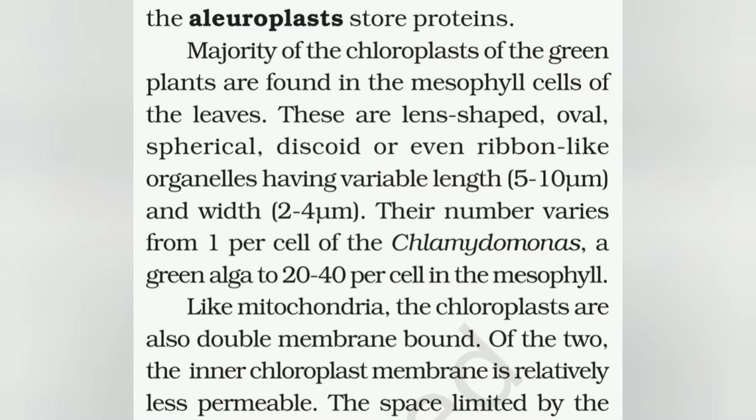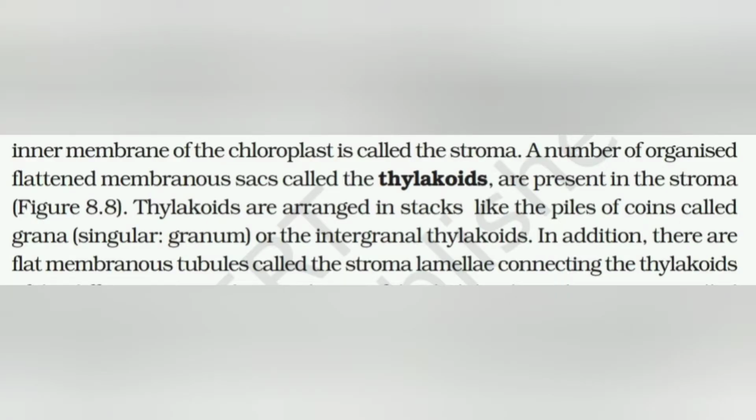Of the two, the inner chloroplast membrane is relatively less permeable. Less permeable means it allows only few solutes to move across. The space limited by the inner membrane of the chloroplast is called the stroma. A number of organized flattened membranous sacs called the thylakoids are present in the stroma.